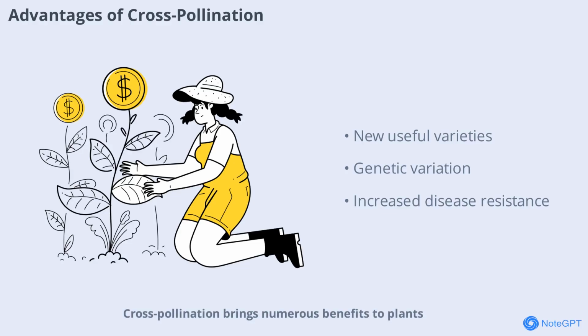Cross-pollination brings numerous benefits to plants. It leads to the production of new and useful varieties, introduces genetic variations, and helps eliminate defective traits. This process also increases disease resistance, making plant populations more robust and adaptable. By promoting diversity, cross-pollination ensures the long-term survival and evolution of flowering plants in changing environments.